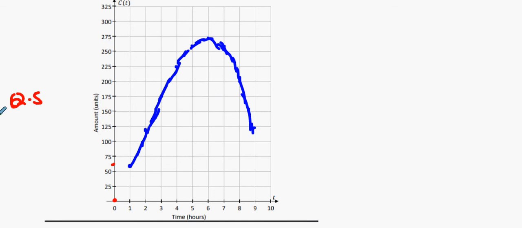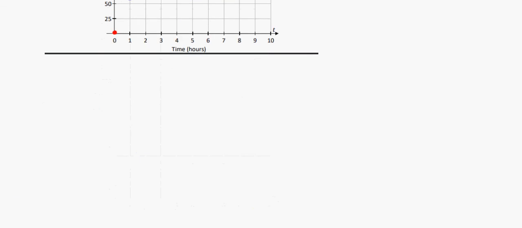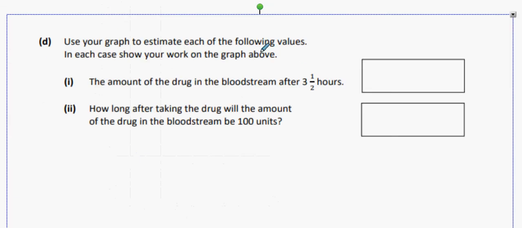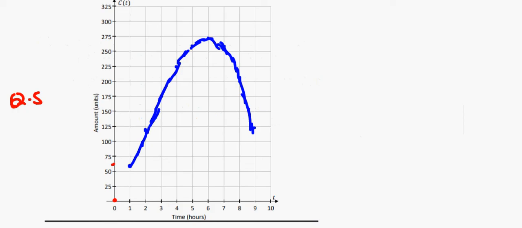Okay, now let's have a look at the next page. Use your graph to estimate the following values. The amount of drug in the bloodstream after 3.5 hours. How'd you do that? 3.5, then what? Straight up, straight across. What did you guys get? I'm probably slightly off. You're getting below 200? Just below 200.